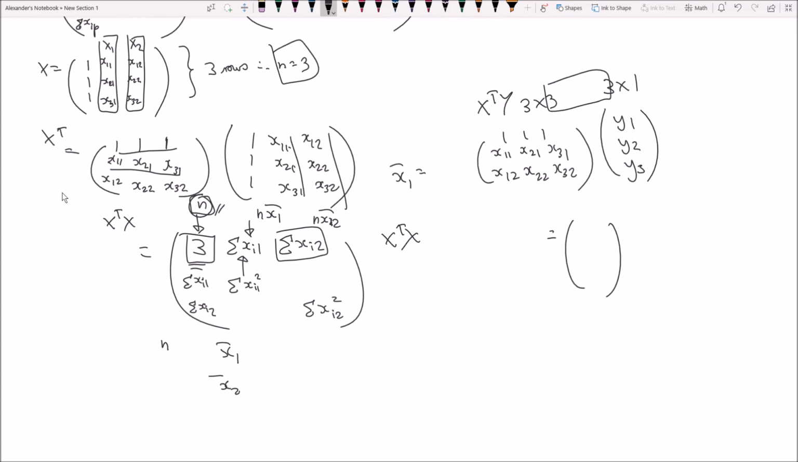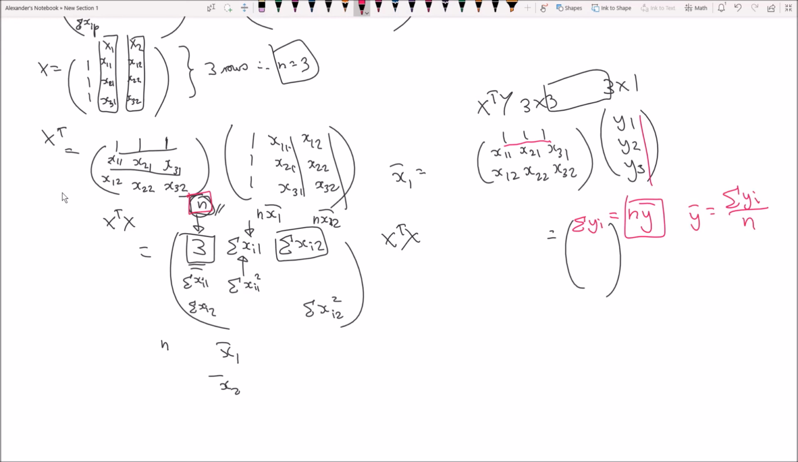So let's look at what the entries are going to be for X transpose Y. The first one is going to be row 1 multiplied by column 1. So we have 1 times Y1 plus 1 times Y2 plus 1 times Y3. So this is just the summation of Yi, and that is equal to n y bar. If we have the matrix X transpose X's first entry n, then we can clearly work out that y bar is equal to the summation of Yi over n.